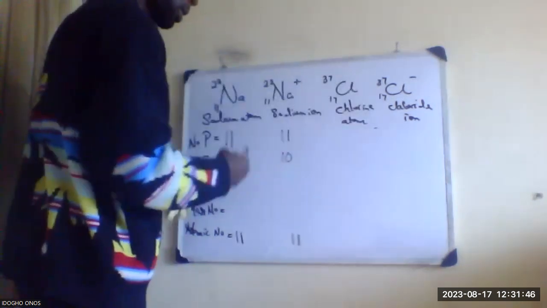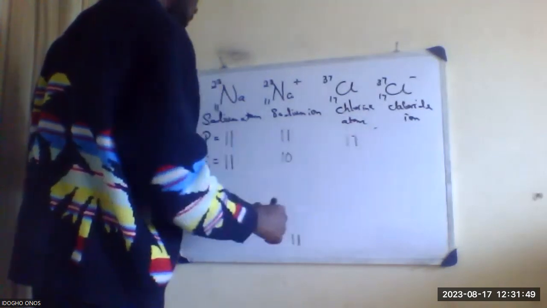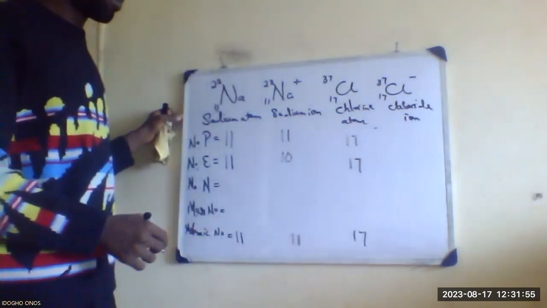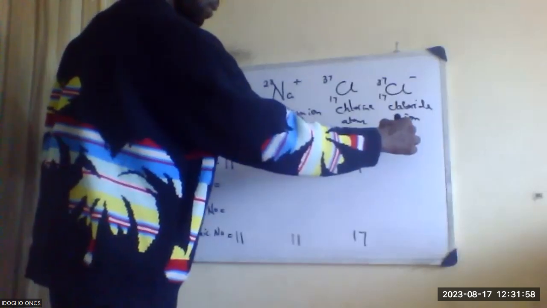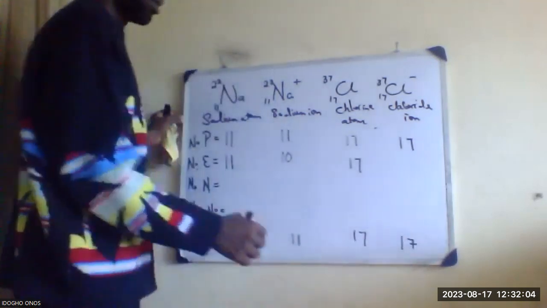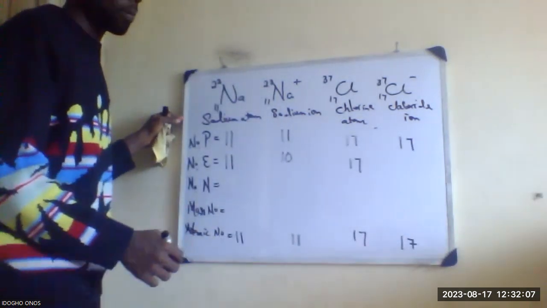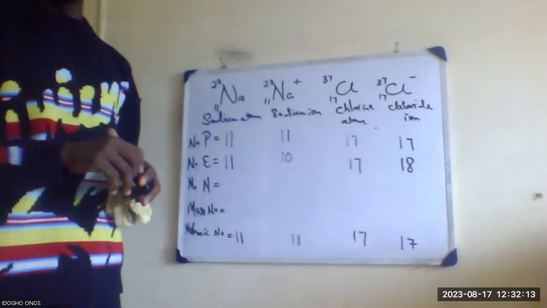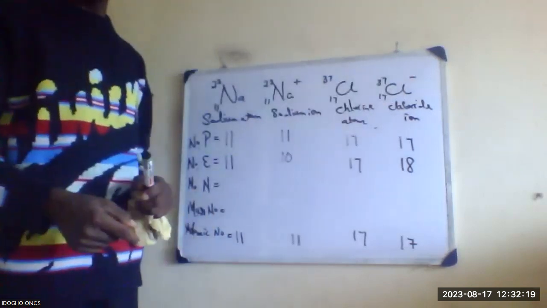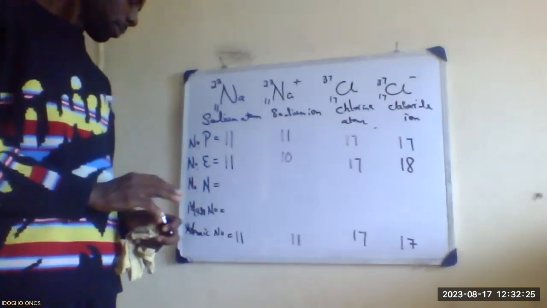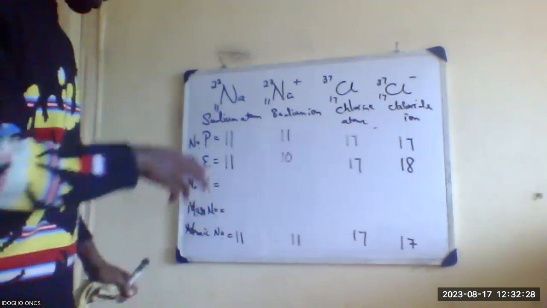Then let's come to this other one. Number of proton here is 17, electron 17, atomic number 17. Coming here, the same thing: proton 17, atomic number 17, then number of electron is 18, because it has received 1 electron, like this minus you are seeing here. It means it gained an electron. Any question? No. Okay.